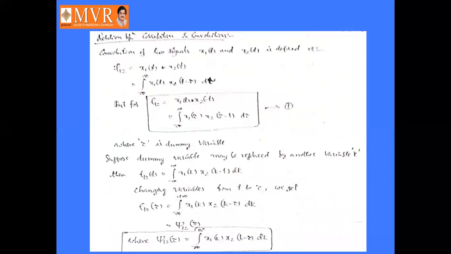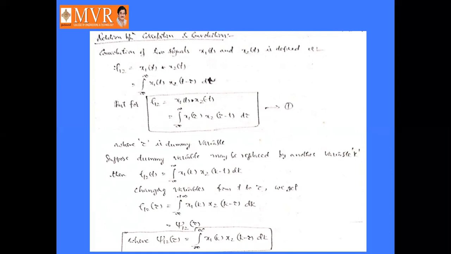Okay. Next we will see the relation between correlation and convolution, how these two are related. Suppose we take the convolution of two signals x1 of t and x2 of t, it is defined as rho 12 equal to x1 of t convolved with x2 of t. This is defined as the integral from minus infinity to infinity of x1 of t into x2 of t minus tau d tau.